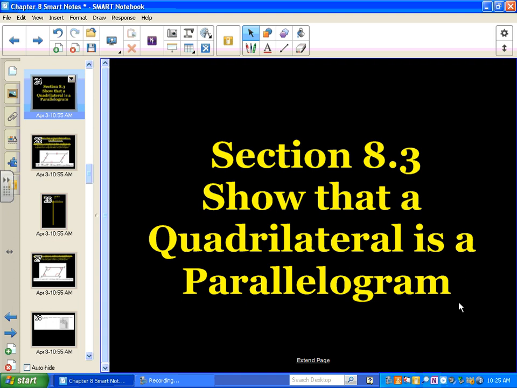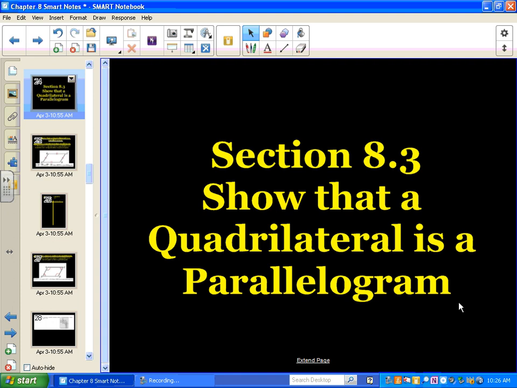Now, moving into 8.3. In 8.3, we're looking at the converses of those. So, all of those theorems in section 8.2, they all start off with what? What do all of those theorems start off with? If what? Christina? If a quadrilateral is a parallelogram. So, if I'm taking the converse of it, we're now proving what in section 8.3? What is it we're going to be proving, Keegan? That the quadrilateral is a parallelogram.